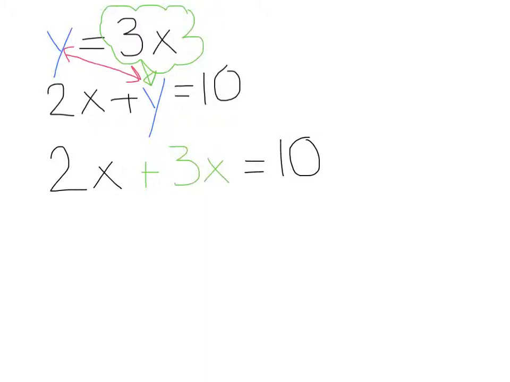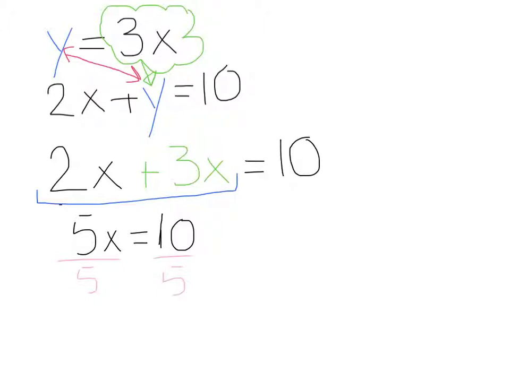And so, since we now have like terms, we now know that 5x equals 10. And now we can solve for x by dividing both sides by 5. So we end up with x equals 2.